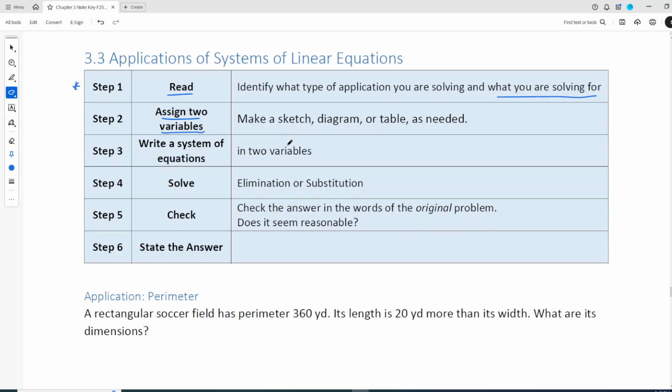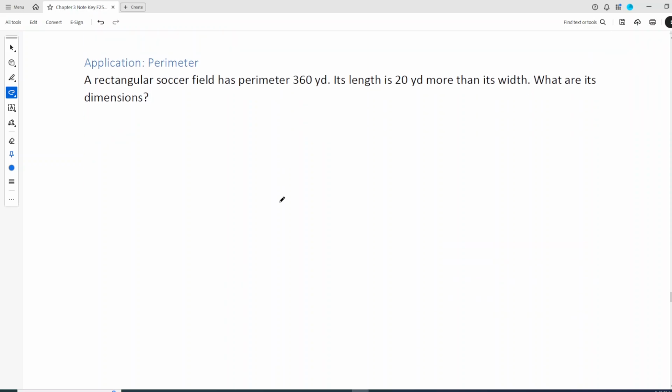Okay, so the first type of application we're going to look at is a perimeter. A rectangular soccer field has a perimeter, right? You'll see that word in the question, of 360 yards. Its length is 20 yards more than its width. What are its dimensions?